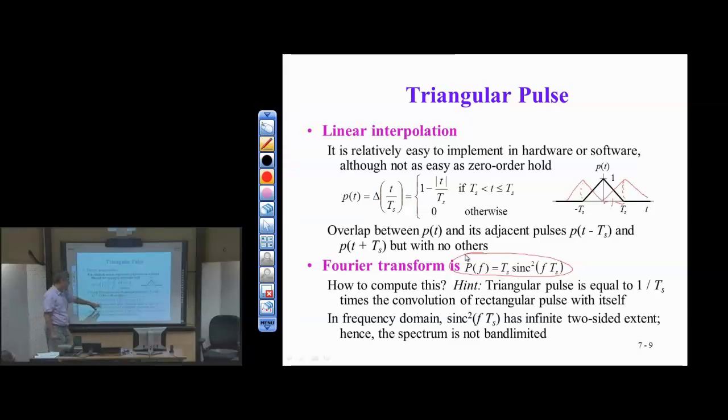And so if I convolve in the time domain, it means I multiply in the Fourier domain. So all I need to do is multiply the Fourier transform of the rectangular pulse with itself, and then scale by, or multiply by, 1 over TS. That gives us this Fourier transform. So the good news is it dies out more quickly in the Fourier domain. Dies out at 1 over f squared. That's good news. It's a better low-pass filter, in other words. Bad news is it still has infinite two-sided extent in the Fourier domain, but it's okay. We're going to follow this conversion step with an analog low-pass filter anyway.